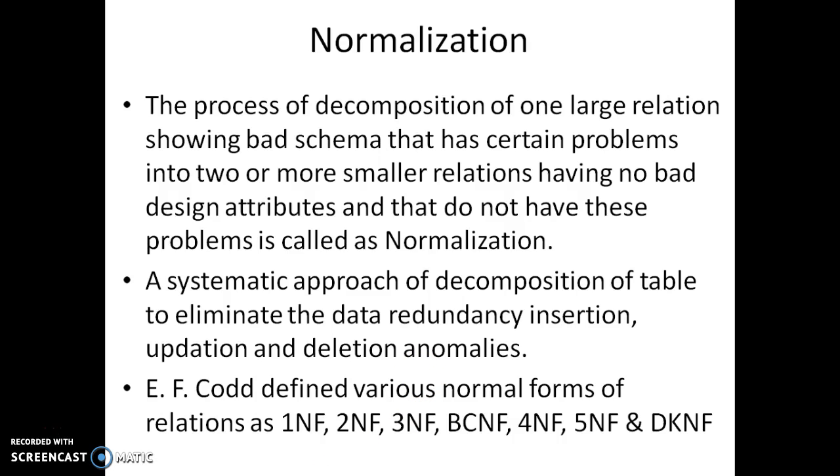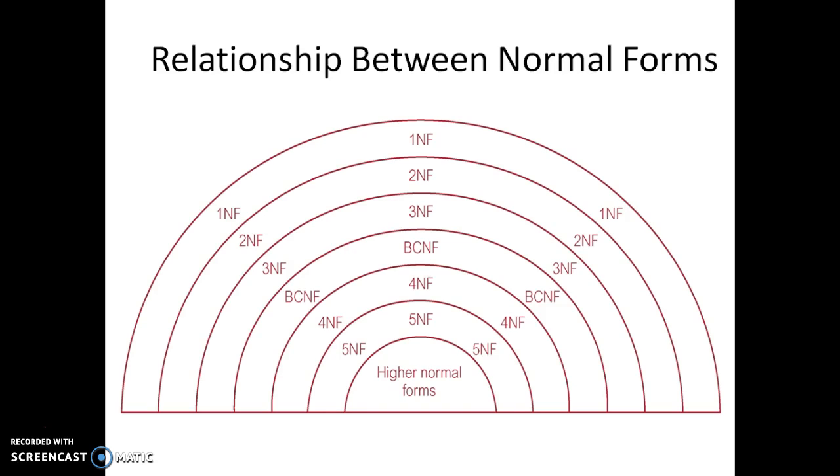E.F. Codd defined various normal forms of relation: first normal form, second normal form, third normal form, BCNF, fourth normal form, fifth normal form and domain key normal form. This diagram shows the relationship between the different normal forms. There is a hierarchy between the normal forms: first normal form, then second, then third, then Boyce-Codd normal form, then fourth, then fifth, and there are some higher normal forms. But the first to fifth normal forms are the basic normal forms which we have to know in concern with normalization.